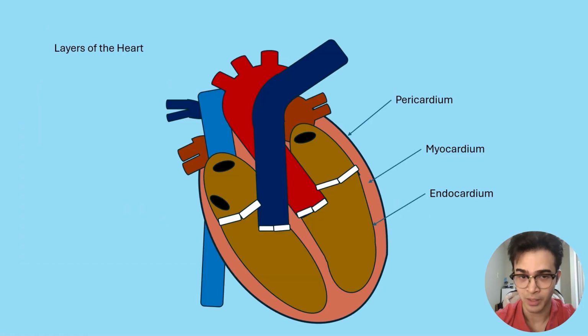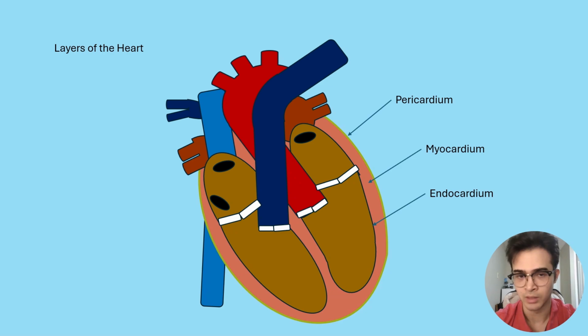So now we're going to talk about the heart itself, which is a muscular organ that pushes blood through those vessels we talked about before. And we're going to start with the layers of the heart. The most outer layer is called the pericardium. And a good way to remember that is that peri itself means around, and cardio or cardium means heart. So pericardium means around the heart.